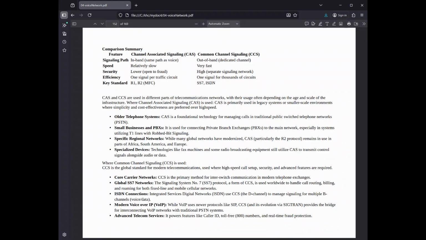ISDN connections: integrated services digital networks, ISDN, use CCS, the D channel, to manage signaling for multiple B channels (voice/data). Modern voice over IP, VoIP: while VoIP uses newer protocols like SIP, CCS, and its evolution via SIGTRAN, provides the bridge for interconnecting VoIP networks with traditional PSTN systems. Advanced telecom services: it powers features like caller ID, toll-free (800) numbers, and real-time fraud protection.